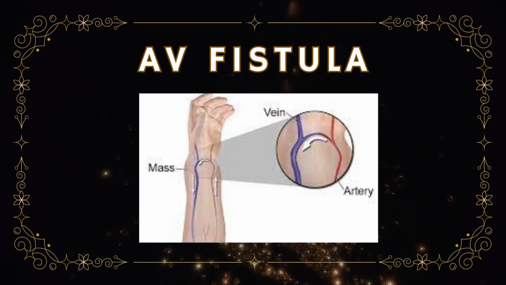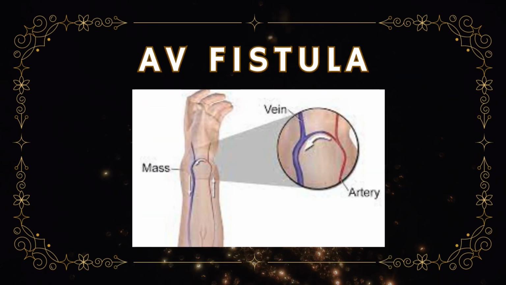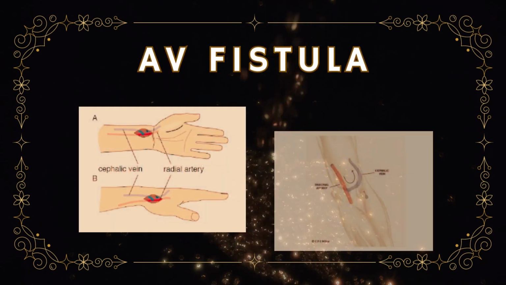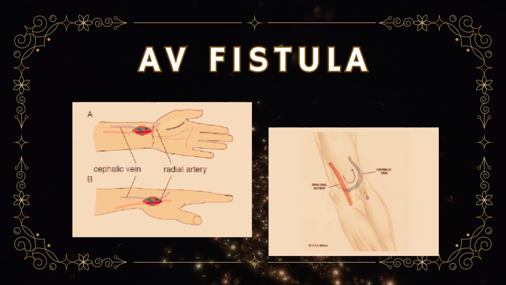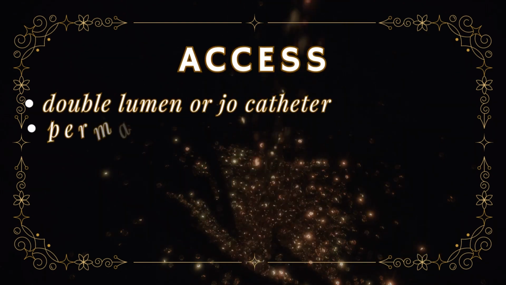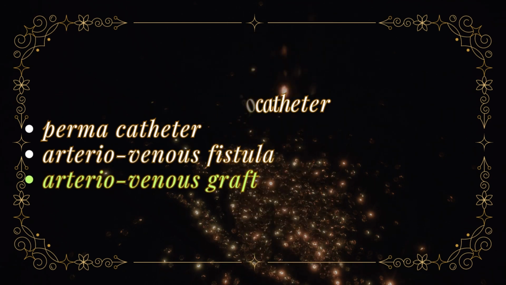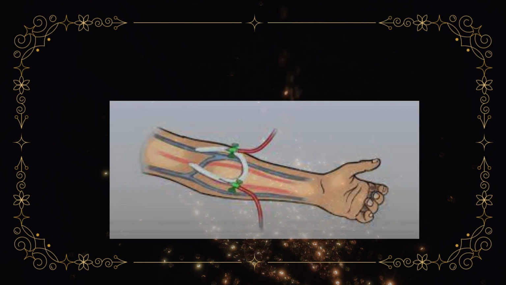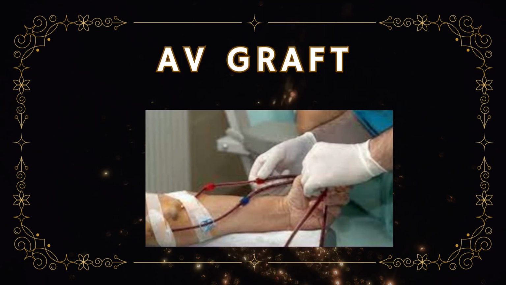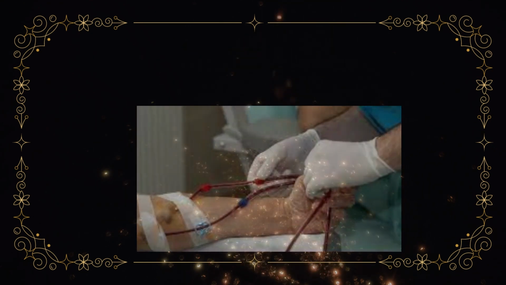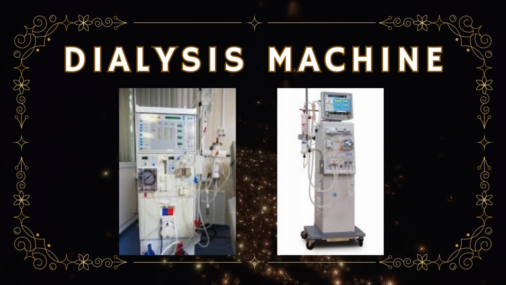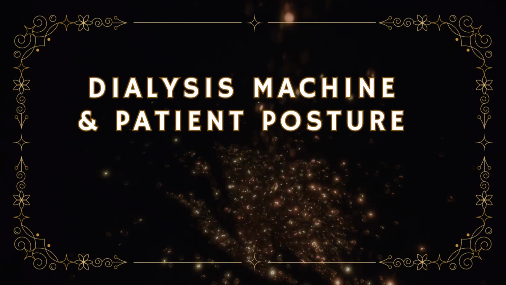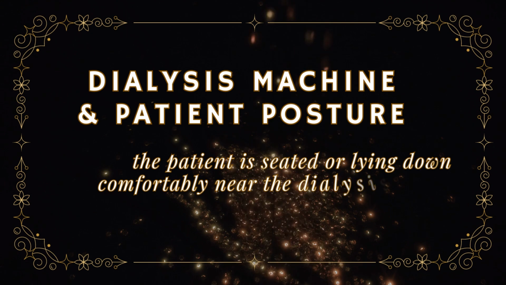In this procedure, an artificial fistula is made between the vein and the artery, for example radiocephalic fistula or brachiocephalic fistula. Then is the arteriovenous graft, in which an artificial tube or graft is inserted between the vein and the artery. It is done in patients in whom arteriovenous fistula is not advised. The machine is attached to the patient, next to him, either in lying or sitting position.